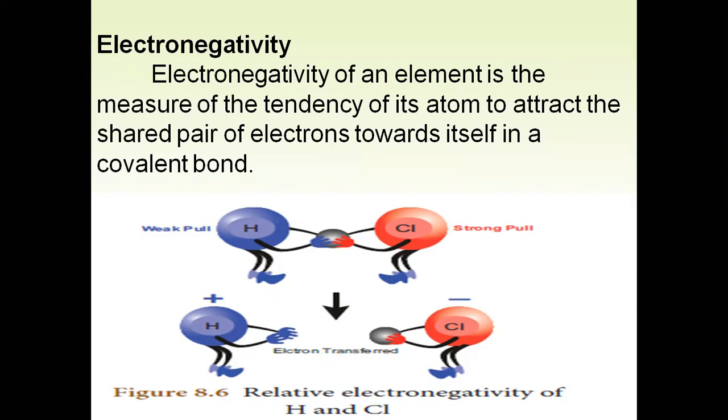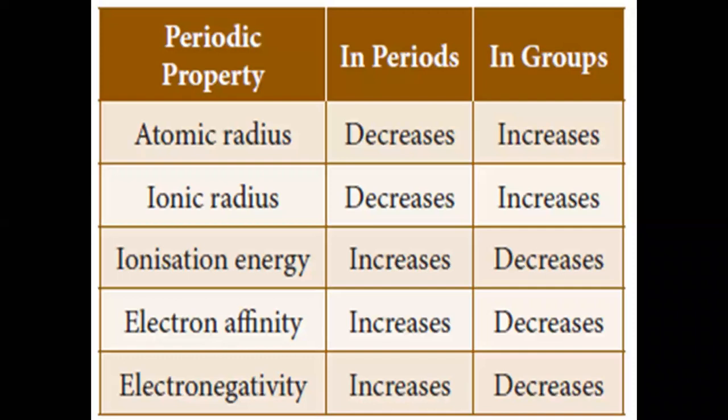Some electronegativity values of the elements: fluorine is 4.0, chlorine is 3.0, bromine is 2.8, iodine is 2.5, hydrogen is 2.1, sodium is 1. So electronegativity also increases across the periods and decreases down the groups.